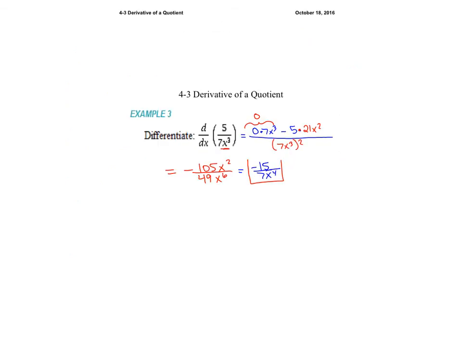Now, try this one out. Keep in mind that that's a constant. So we're going to have 0 minus and then 5 times the derivative of the bottom divided by the bottom squared, which simplifies to be this right here. That was very easy.